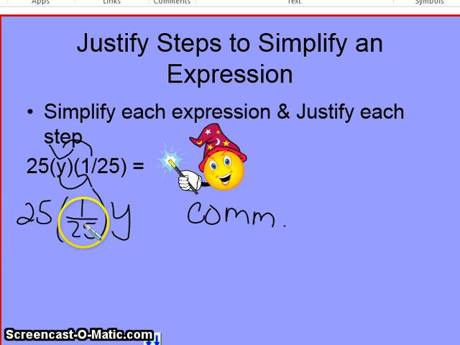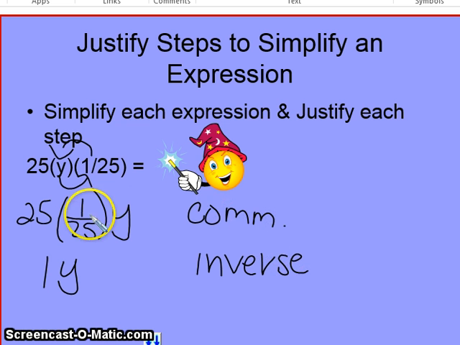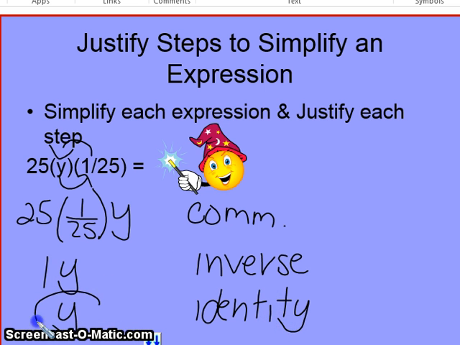Now I'm going to multiply 25 times 1 over 25. I know that when I multiply a number times its reciprocal, I get 1. That's the inverse property of multiplication that tells me that I can do that. And that inverse property of multiplication was discussed in lesson 11, I believe. And since 1 times y is just y, and I know that because when I multiply a number times 1, I get the same number, that is the identity property. And my simplified form is just y.